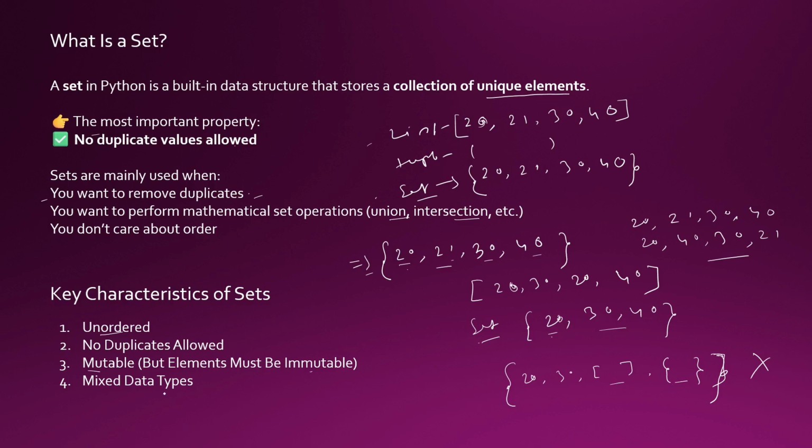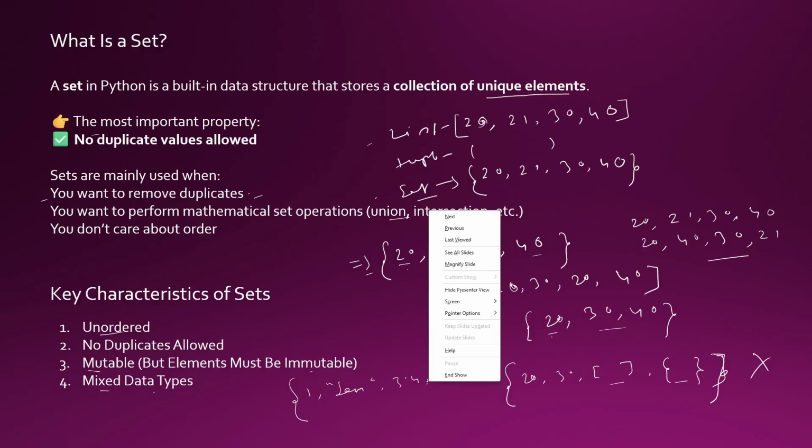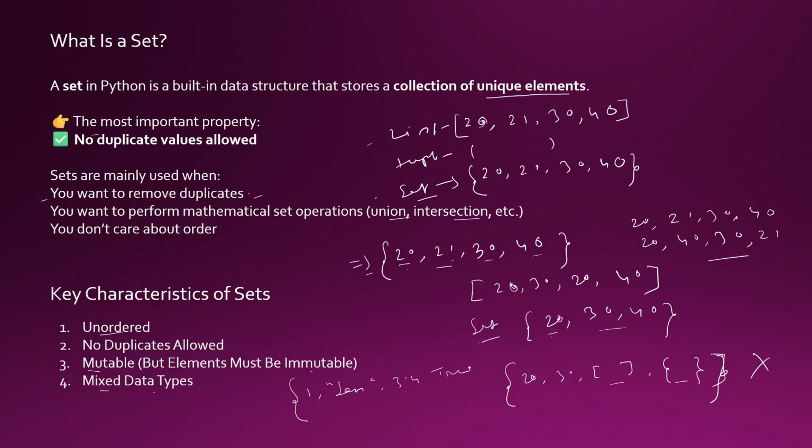Next is mixed data type. That means in a set you can store any kind of integer value, any kind of string value, any kind of floating value, any kind of boolean value. All these are allowed under set. So in set you can have any kind of mixed data type.